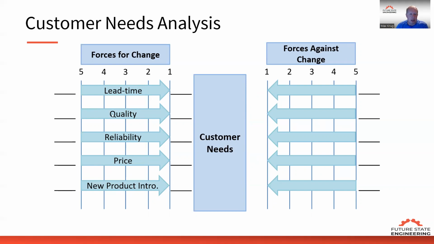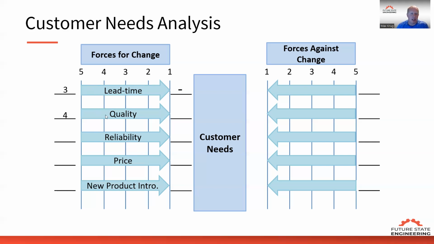So what they did is they started to say, okay, let's rank those in terms of importance, and then let's say, how well are we doing on each of those objectives? So first they said lead time from the customer's perspective is about a 3, and they're not doing very well. So they put it as a negative.